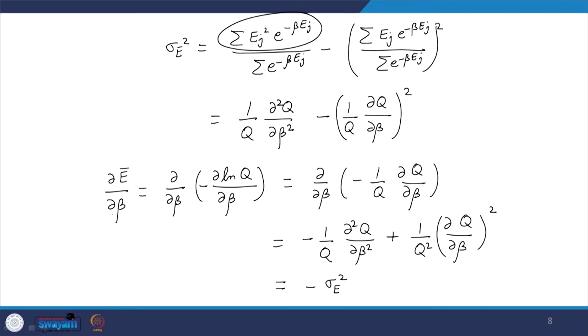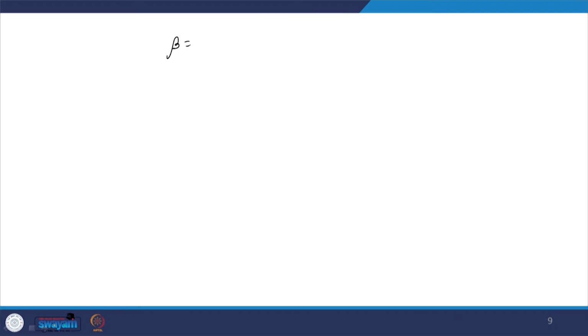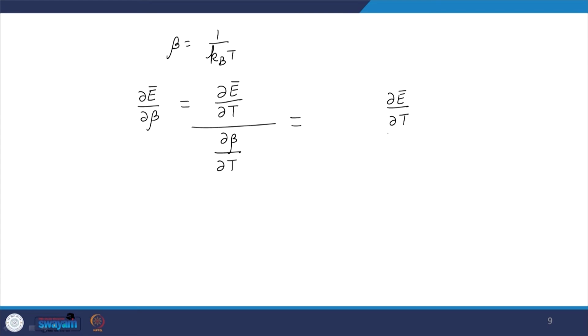So, now I can write this particular quantity dou E bar by dou beta also as a function of temperature, that is, using beta is equal to 1 by kBT, we can write dou E bar by dou beta as dou E bar by dou of temperature divided by dou beta by dou of temperature, and that is equal to dou E bar by dou T divided by dou T of 1 by kBT, and that will give me minus kB T square dou E bar by dou T.